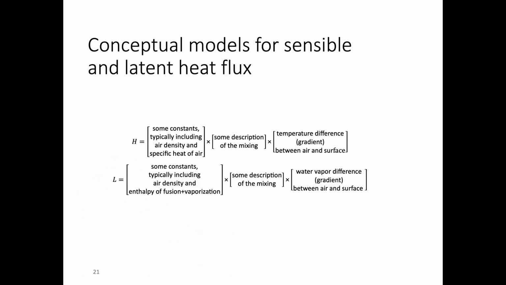Here, using H and L for sensible and latent heat, there are two conceptual models for estimating their quantity. For sensible heat, or H, the constants used include air density and the specific heat of air. For latent heat, or L, the constants used are air density and the latent heat, also known as the enthalpy of fusion, which we discussed earlier when talking about melting snow, and the latent heat of vaporization, or opposite of condensation, is the energy it takes to move water to a vapor.